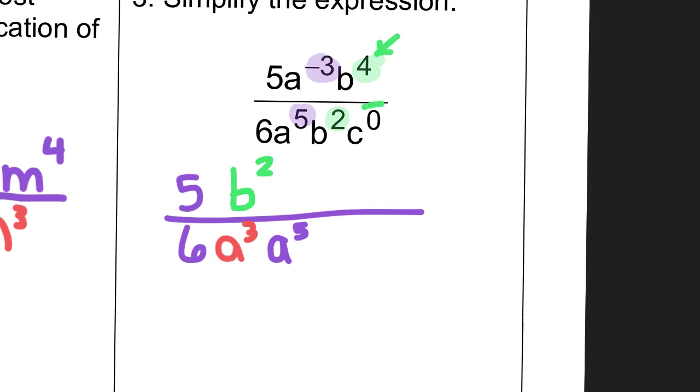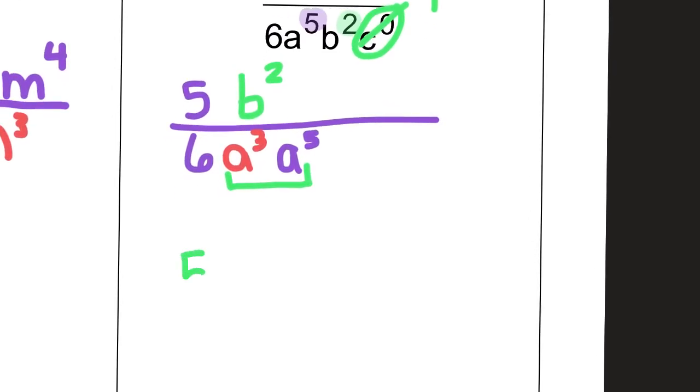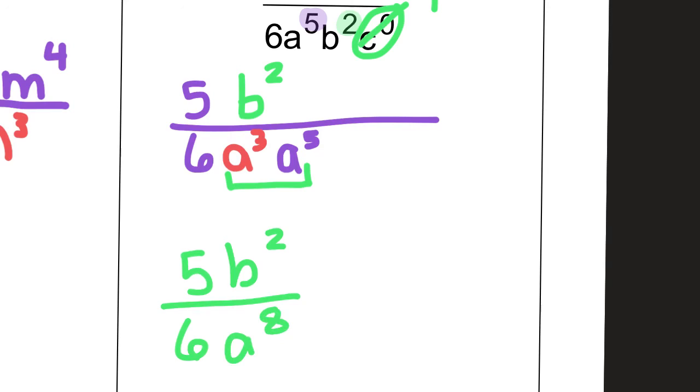Now for c, c is to the 0 power. That cancels out to be just a 1. Now let's go back to what we've done. We still have one more thing to simplify, and that's the a's. So our final answer will be 5b squared over 6a to the 8th power. That concludes your lesson.